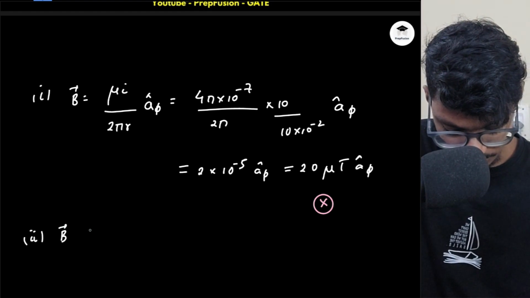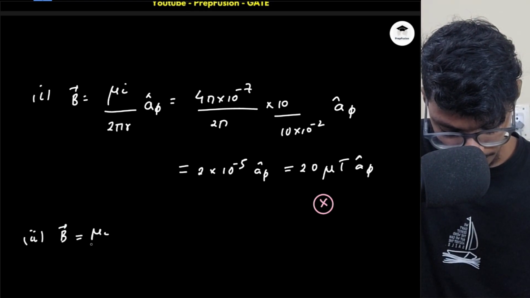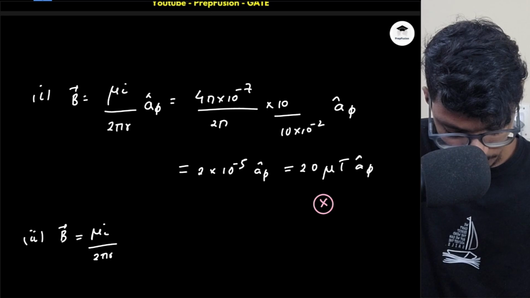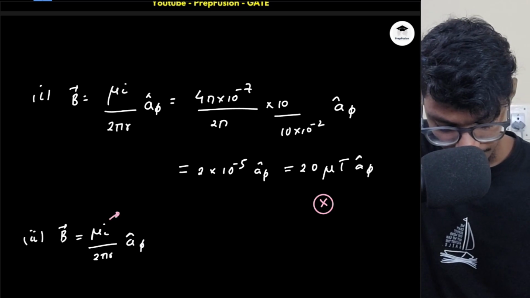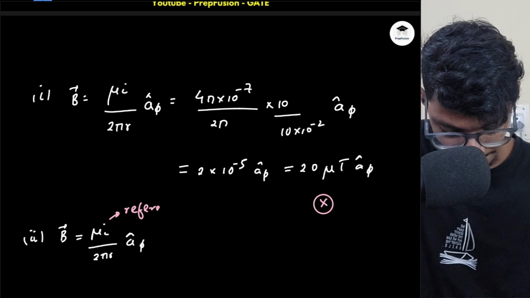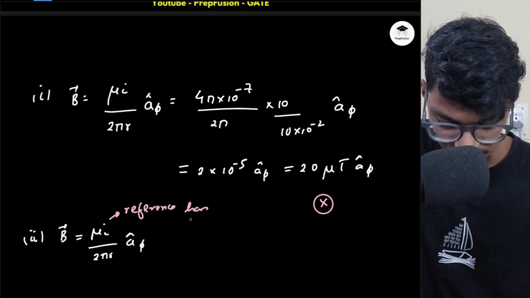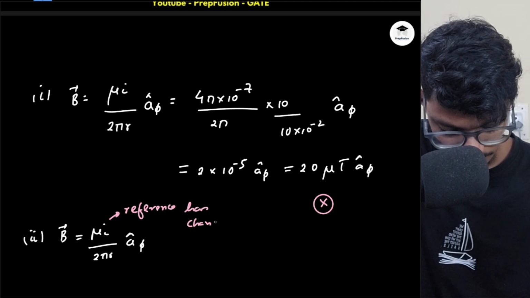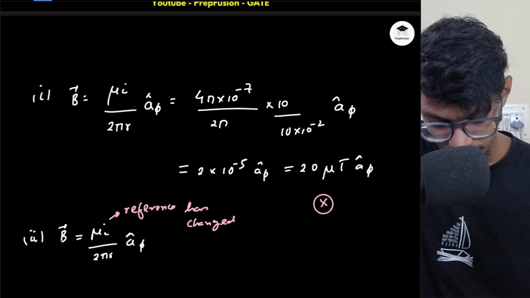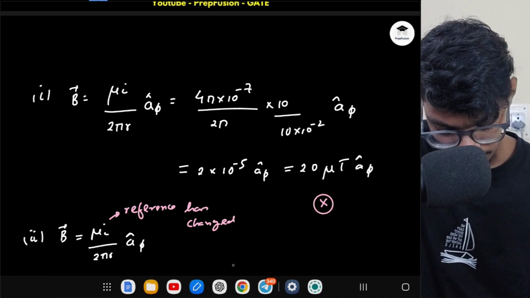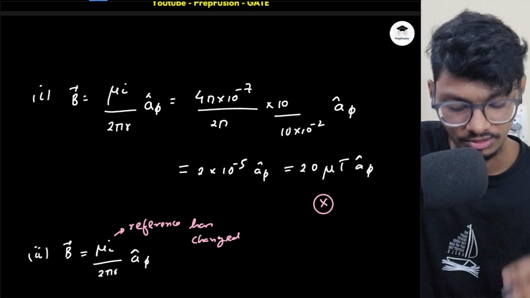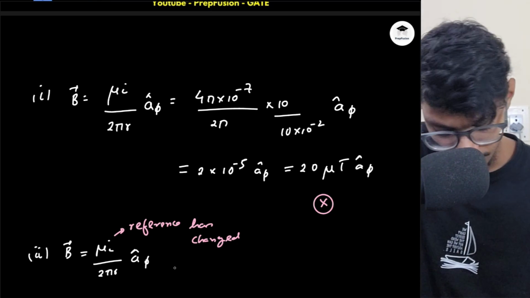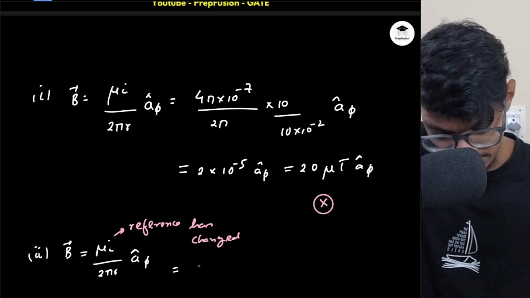So this will be the same thing only, mu I by 2 pi r a phi, but the a phi reference has changed. Here the important point is the reference has changed. I have chosen the reference. Okay, mostly they will ask about that, going into the plane or coming out of the plane. That's it, that's the main direction they will ask. Okay, so this will be the same thing only, right?